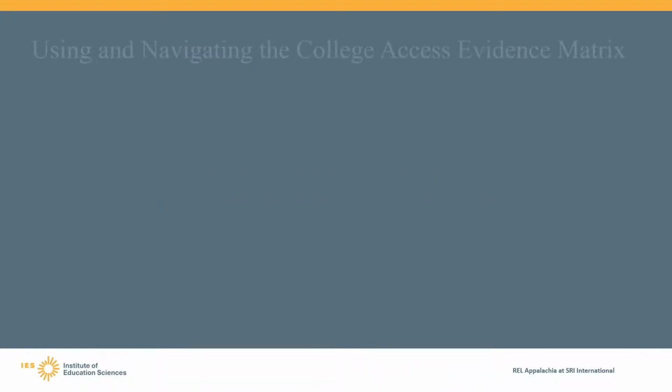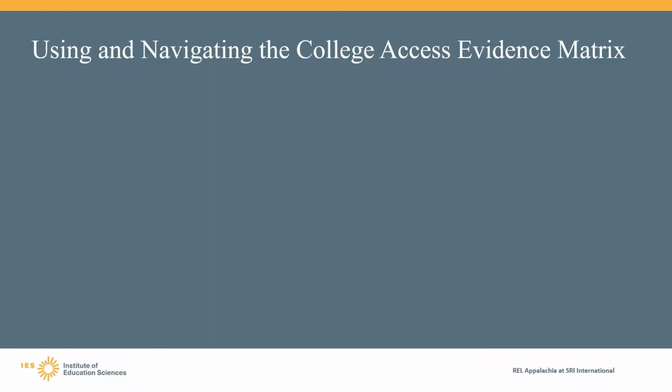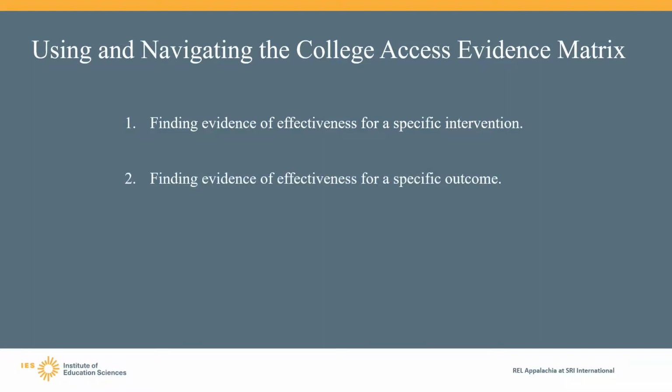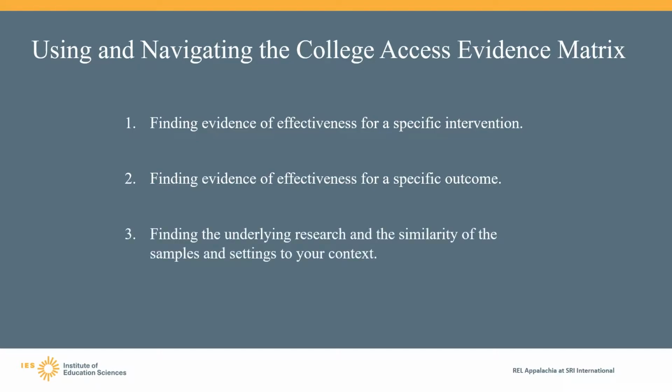In this video, we will demonstrate how to use the matrix and navigate it in 3 ways: finding evidence of effectiveness for a specific intervention, finding evidence of effectiveness for a specific outcome, and finding the underlying research and the similarity of the samples and settings to your context. First, we will show you how to find evidence for an intervention.